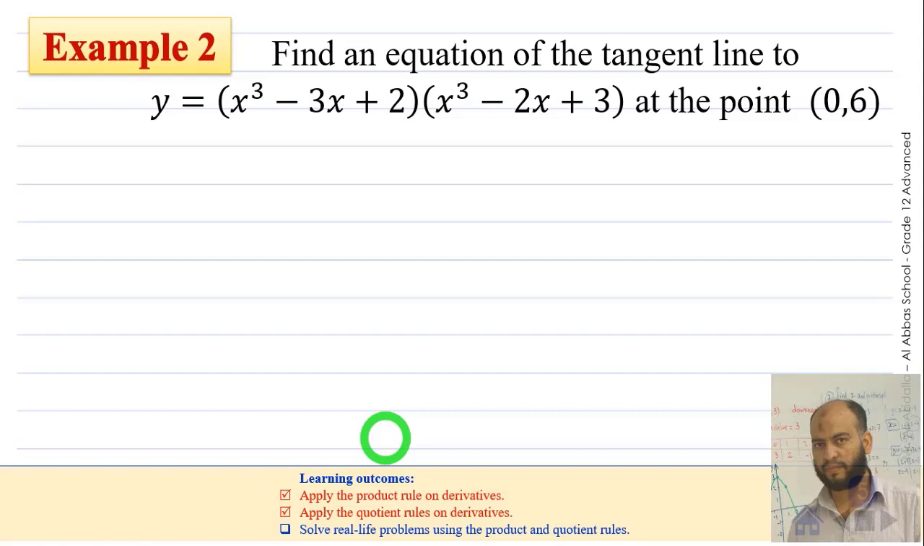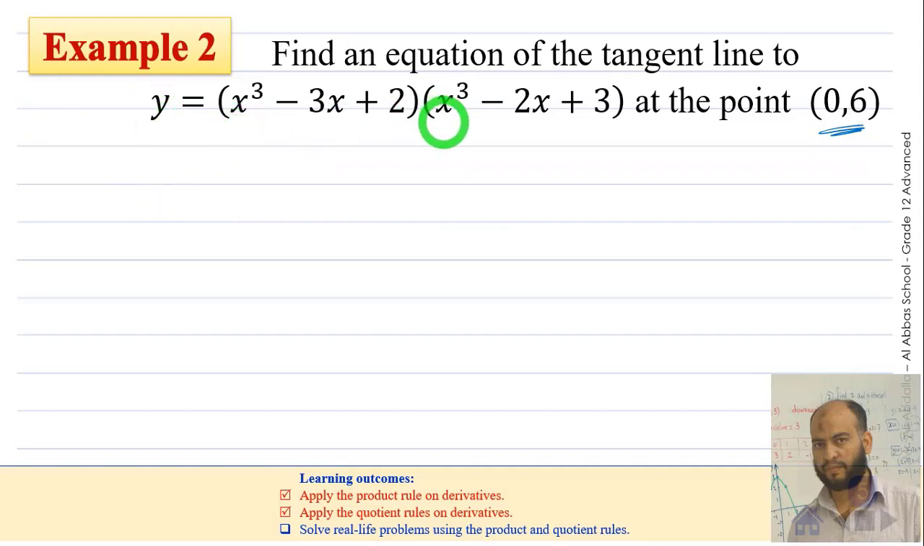Example 2. Find an equation of the tangent line to y equals (x to the power 3 minus 3x plus 2) times (x to the power 3 minus 2x plus 3) at the point (0, 6). In order to find the equation of the line, we need a point. We have a point here, and a slope. We don't have a slope, but we can find the slope by taking the derivative of the function y.